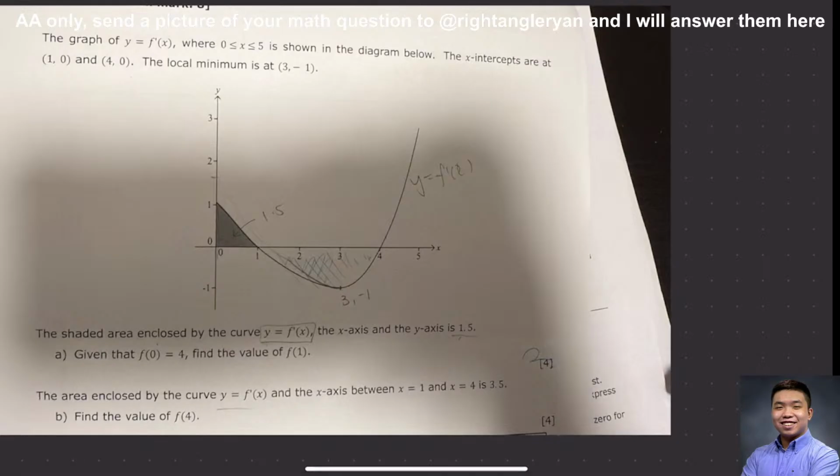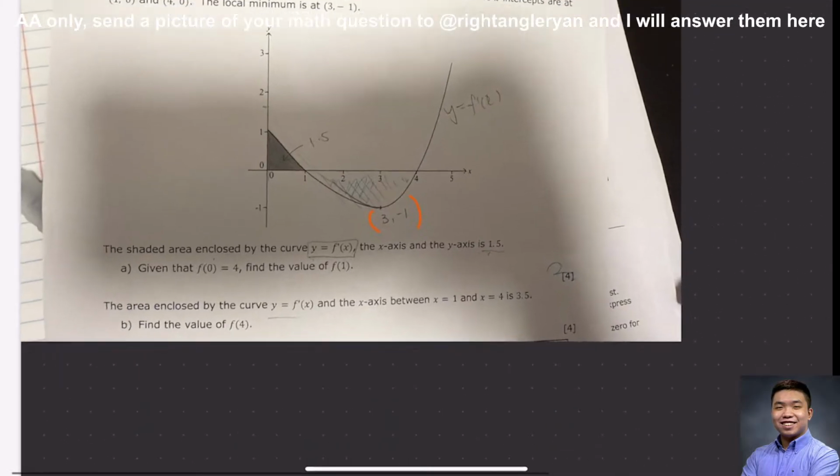The graph of y equals f prime, where, okay, so we are seeing f prime, the x-intercepts are at 1 and 4, the local minimum of the first derivative is at 3 and negative 1, okay, cool. The shaded area enclosed by the curve, the x-axis and the y-axis is 1.5, okay, sure. Given that f(0) is 4, find the value of f(1).